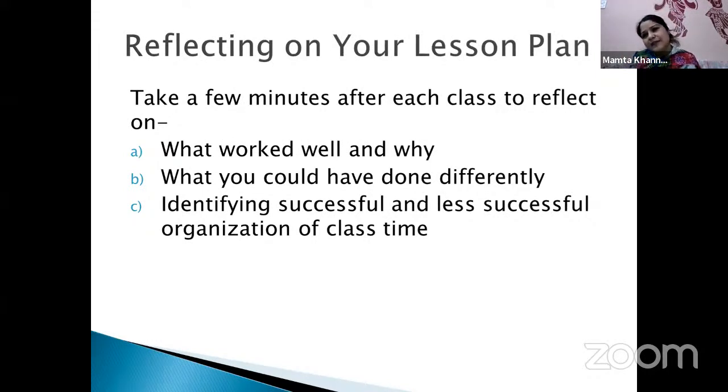If not this, then what else? So you need to reflect on your lesson. Identify successful and less successful organization of the class time. So you have planned well, you have structured your lesson well, but when you went into the class, something out of the way came up which disturbed all your flow. So what could have been done better to avoid that distraction?